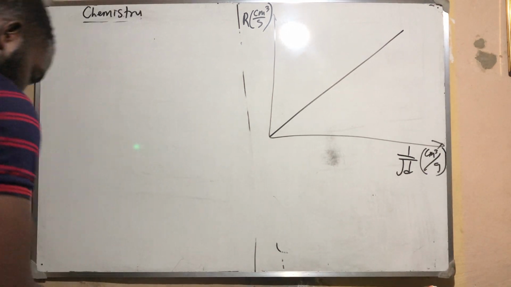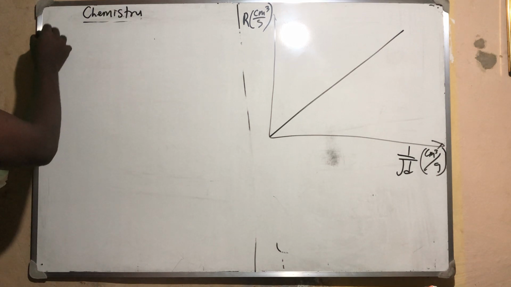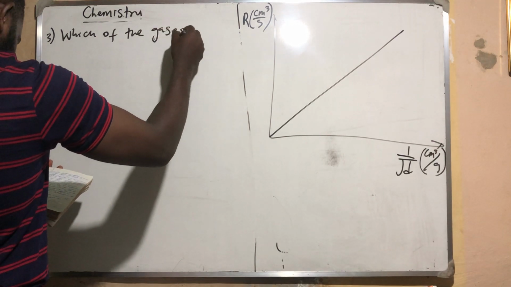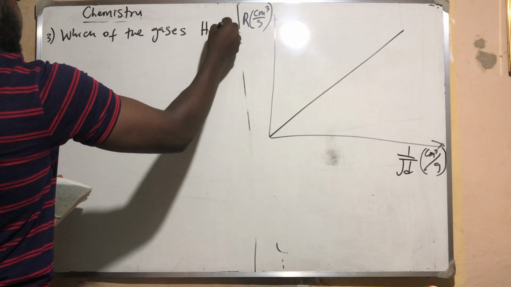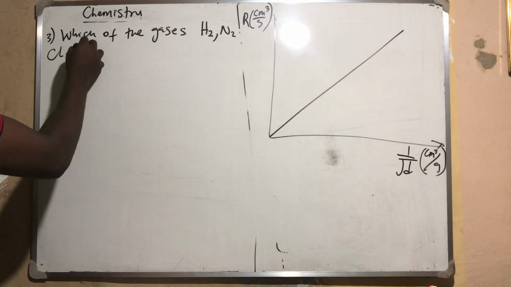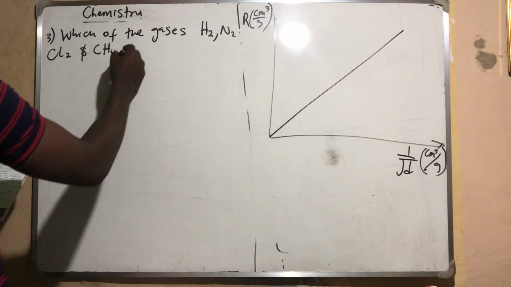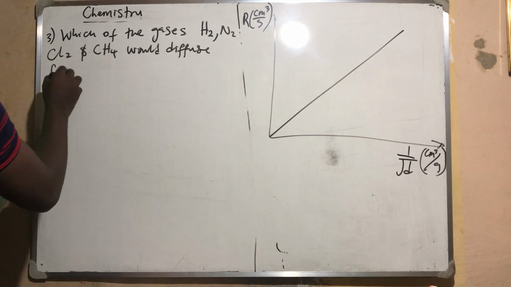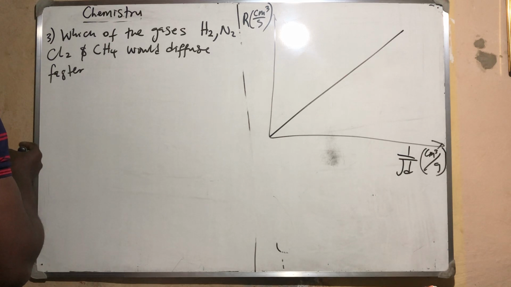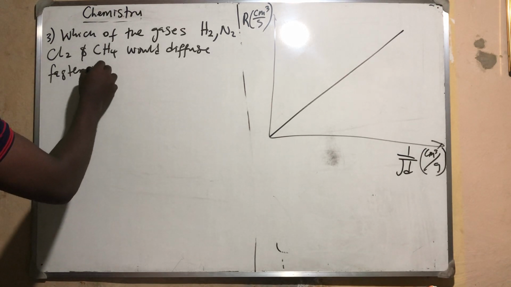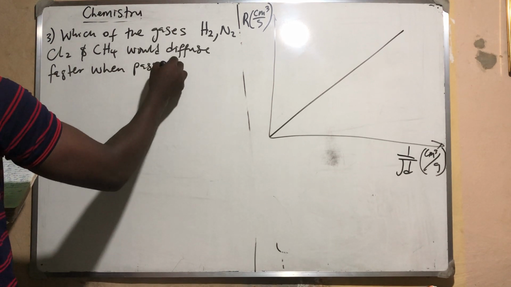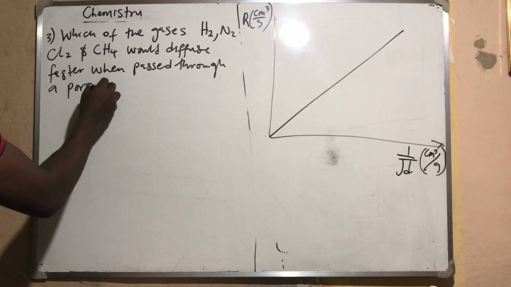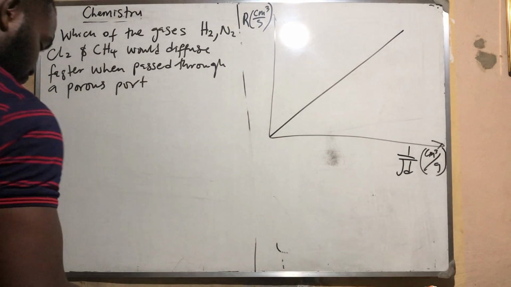The next question, number 3, said which of the gases H2, N2, Cl2 and CH4 would diffuse faster when passed through a porous pot. All right. Solution.